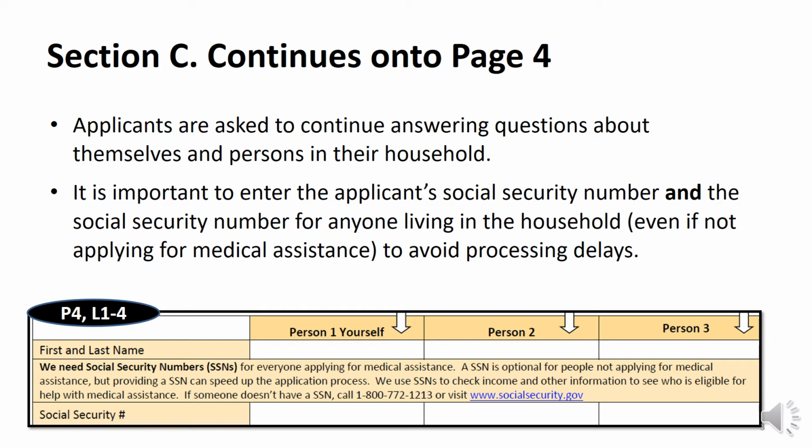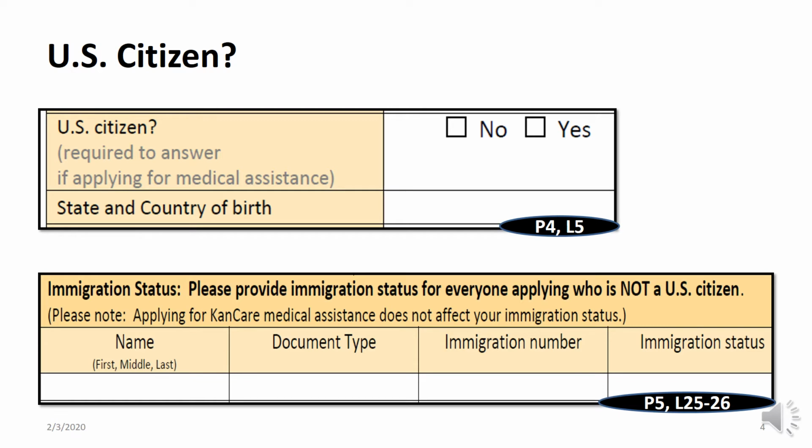The KDHE eligibility team must have proof that the applicants have applied for Social Security, as all Medicaid recipients must have a Social Security number to receive Medicaid. Page 4, line 5 of the application asks if the applicant is a U.S. citizen and asks for the state and country of birth. On page 5, lines 25 through 26 ask about the immigration status.